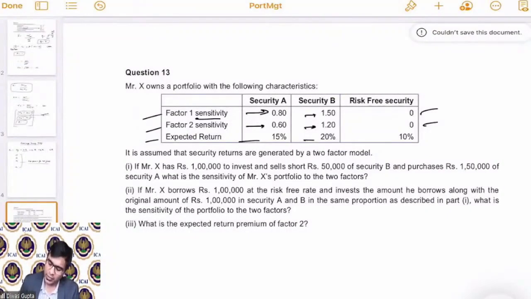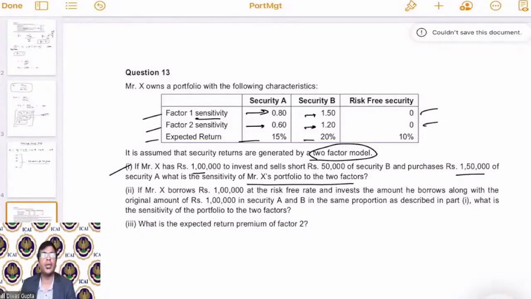It is assumed that the security returns are generated by a two-factor model, which is nothing but the arbitrage pricing theory, APT. Now it is asking if Mr. X has rupees 1 lakh to invest and sells short 50,000 of security B. Sells short means he sells it and he receives the amount of 50,000 and purchases 1 lakh 50. So he has 1 lakh in his pocket. From that 1 lakh, first of all, he's selling 50,000 and he is again realizing 50. That entire 150 is invested in security A. That means he's divesting security B and he's investing that amount into security A. What is the sensitivity of Mr.